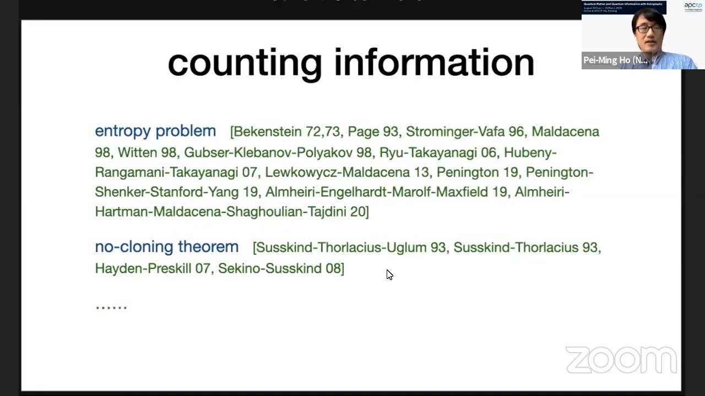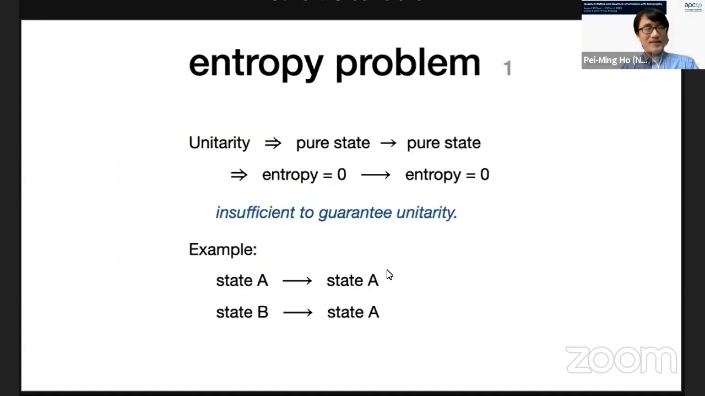Now, there are many works on information loss paradox that focus on the problem of counting the information in the black hole and in the Hawking radiation, like problems about the entropy or worrying about no cloning theorem. I'm sorry, this list of references is clearly not complete, but I just want to mention what is missing in this approach.